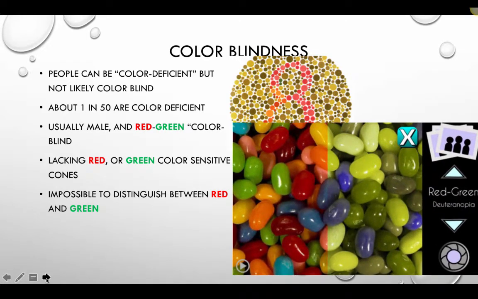Now in this diagram here, we have normal color vision on the left and what it would look like to see jelly beans intermixed. We have green and red and blue and orange and yellow jelly beans here. But if somebody was red-green colorblind, this is what those same jelly beans would look like. So notice the reds and the oranges seem to disappear. The yellows would still look fairly similar, but the greens and the oranges and the reds would be indistinguishable.